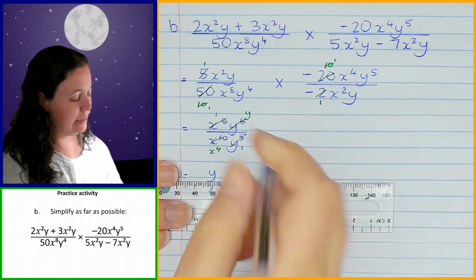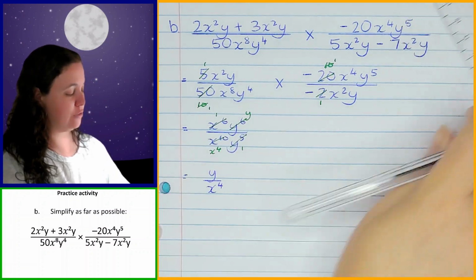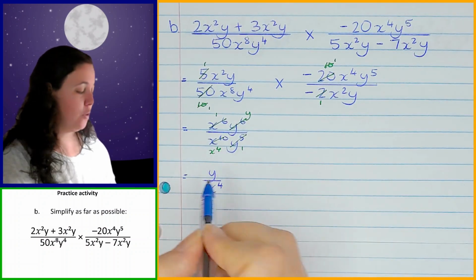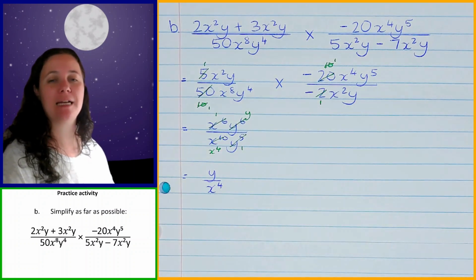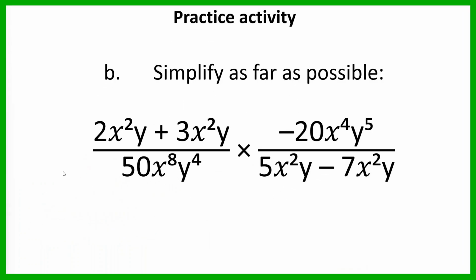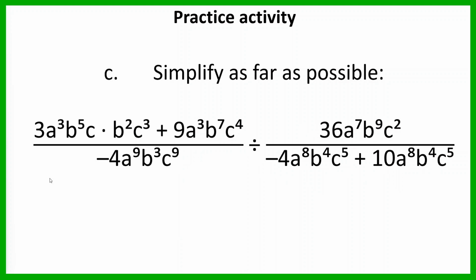Okay, so that is what you should have got for question B. You should have got positive y over x to the power of 4. Okay, let's go on to question C. In question C, you've got a fraction divided by another fraction, but you need to be careful. There's quite a lot of stuff that you need to do before you can get onto the actual division. I'm going to give you 4 minutes for this question.